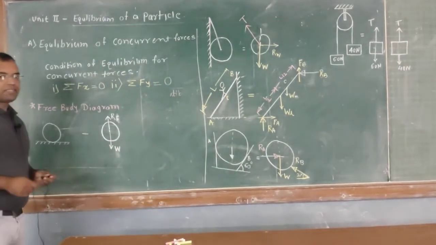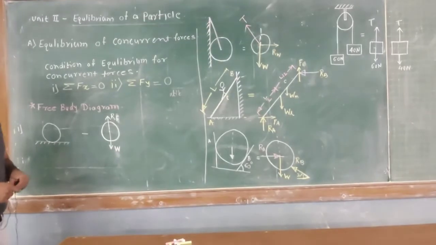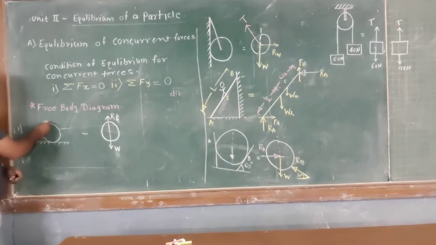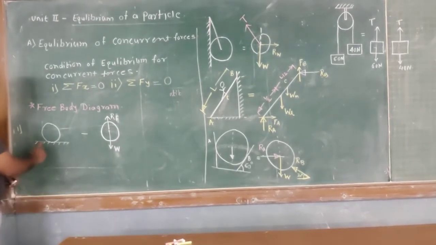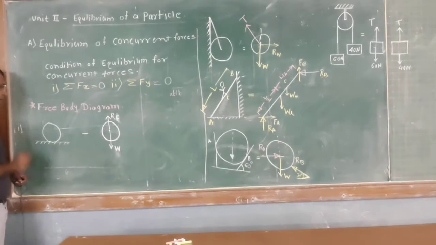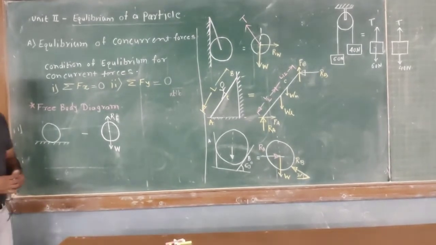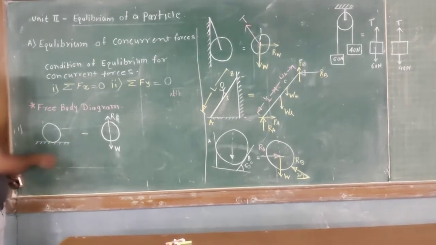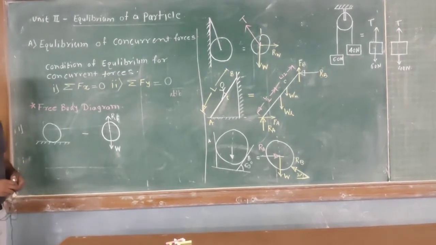Now let's take a simple example of how to draw the free body diagram. This is one sphere, or we can say a ball, which is resting on the floor. So we have to draw its free body diagram. Before proceeding towards the free body diagram, let me know what the active forces and the reactive forces acting on this ball, or on that sphere, are.